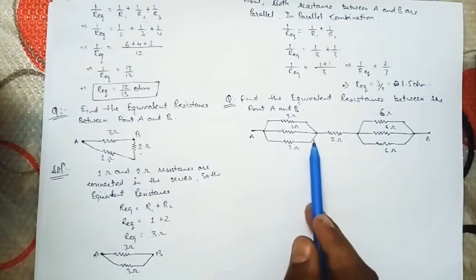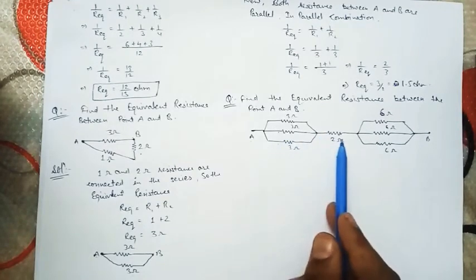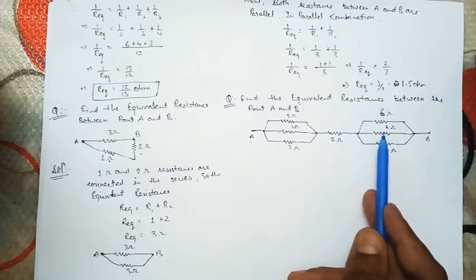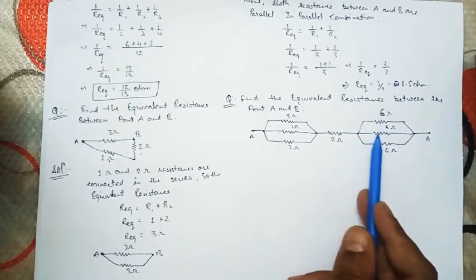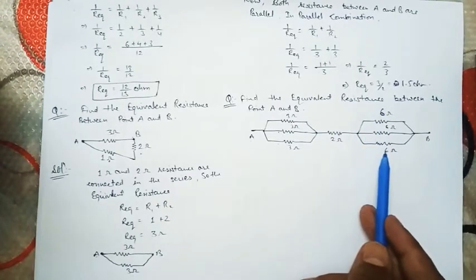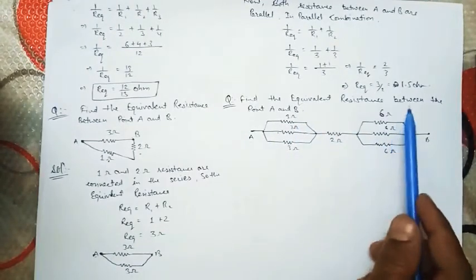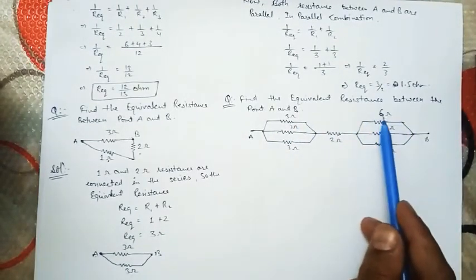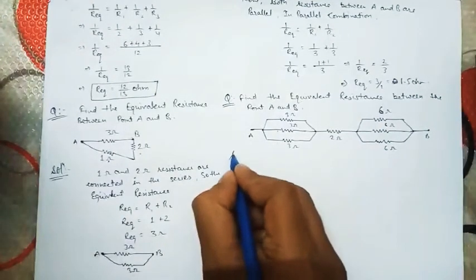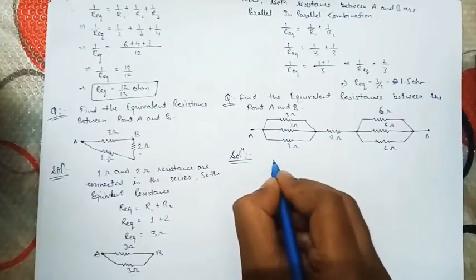Then when we come here, we get 2 ohm. It's a single path, so it's a series combination. After that, further we get 6 ohm, 6 ohm and 6 ohm resistance, which means we have more than one path, so it is a parallel combination. First we solve this parallel combination and this parallel combination. Then we get the simplest way to solve this question.